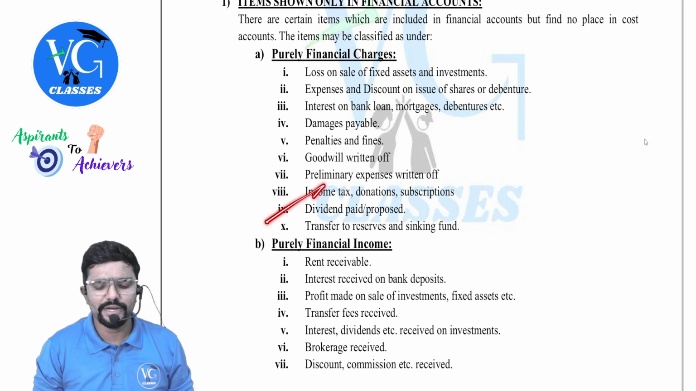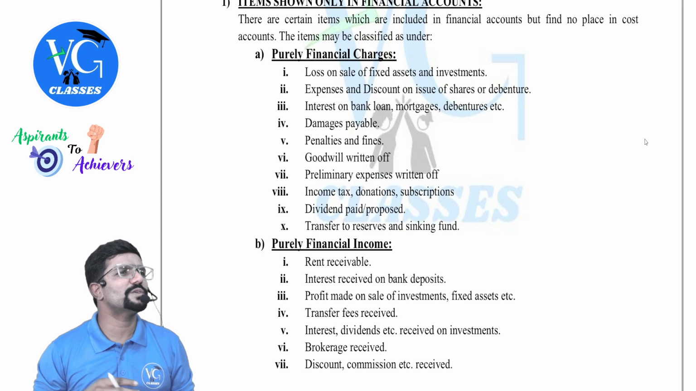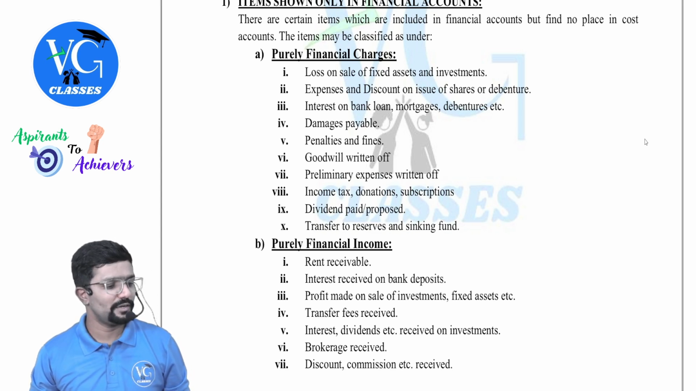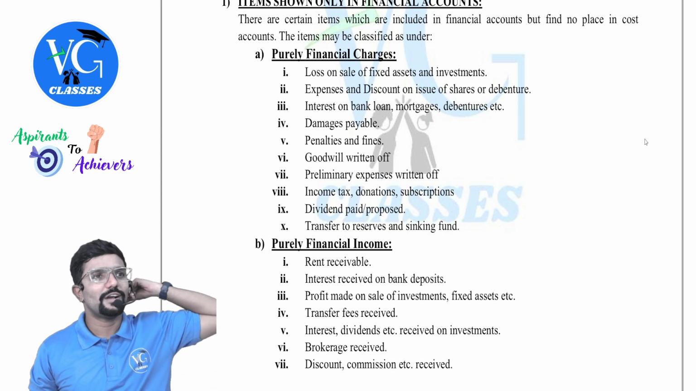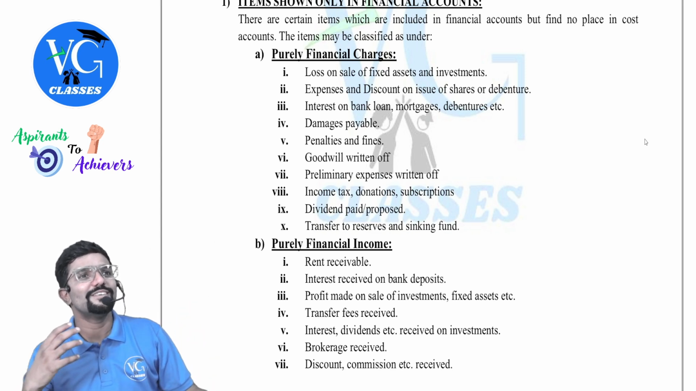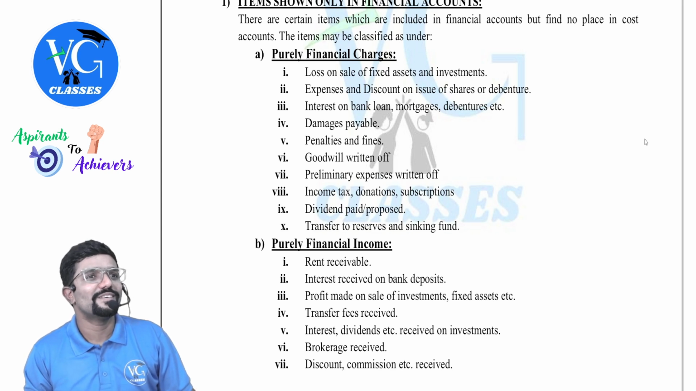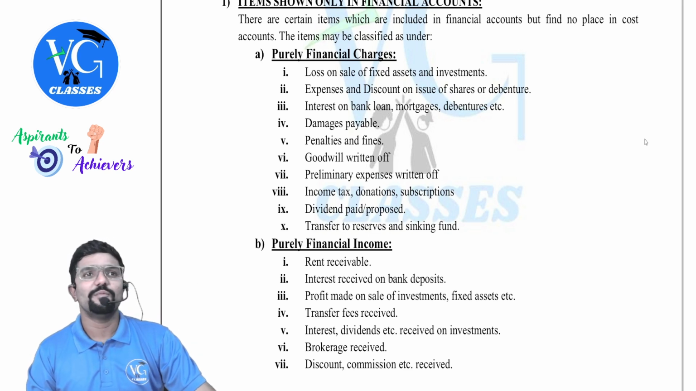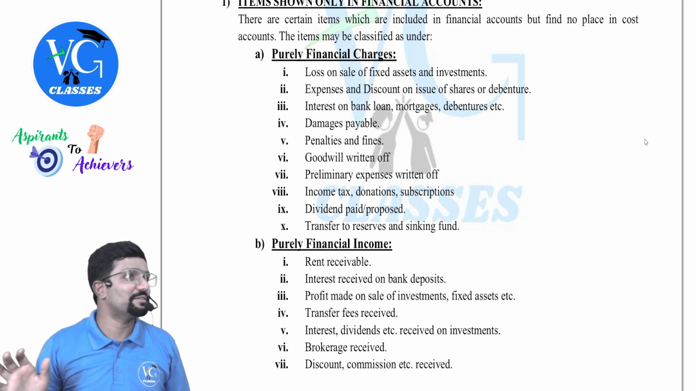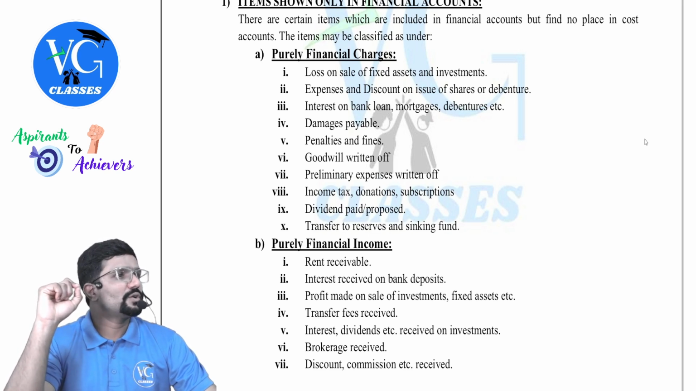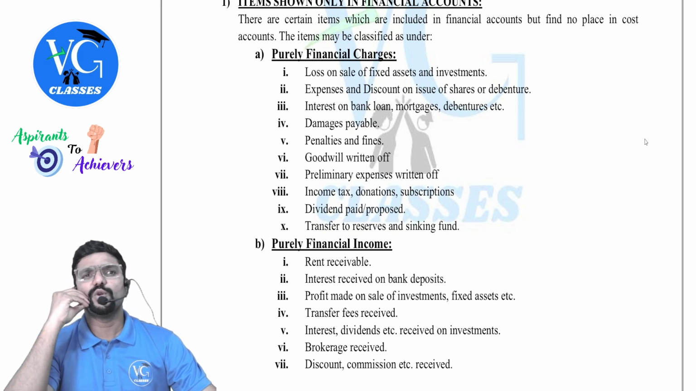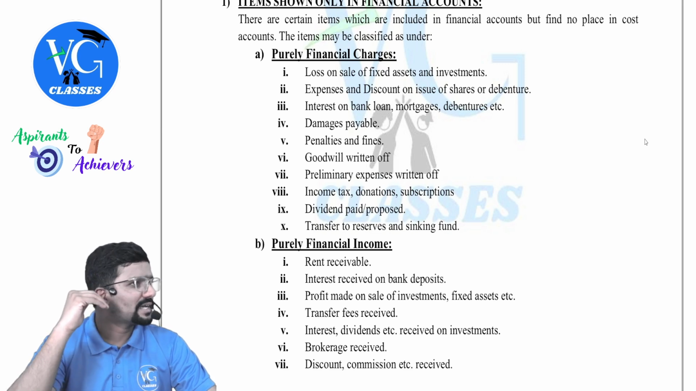Okay. Now, goodwill, dividend paid, proposed. Sir, what is that, proposed? Who will propose to whom? Who will propose dividend to whom? Board of directors to shareholders. Board of directors will propose the dividend to the shareholders, so shareholders will approve it in the annual general meeting, guys. Correct? Yes, sir.